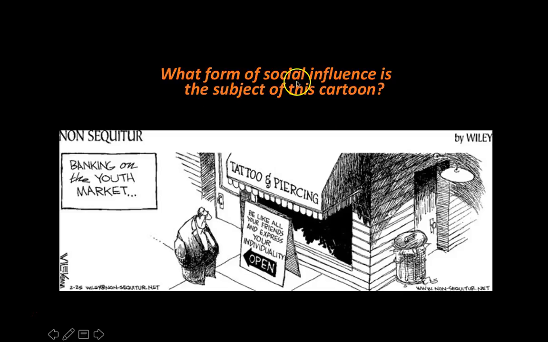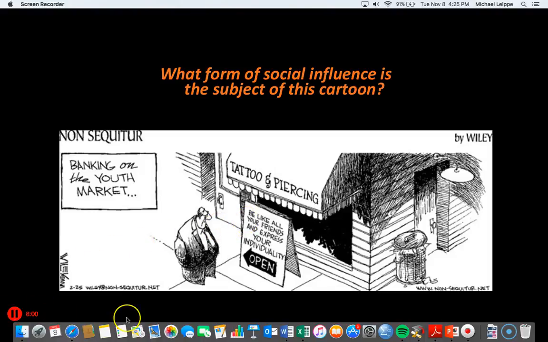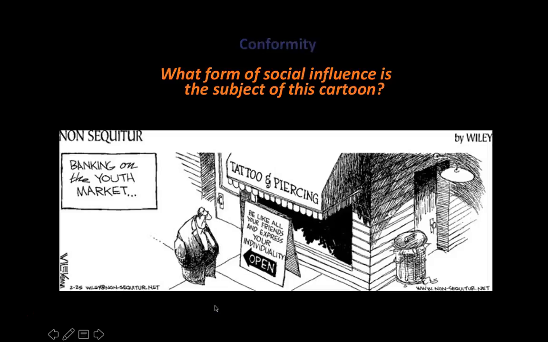So, what form of social influence is the subject of this cartoon? And the answer here is conformity. Be like all your friends and express your individuality. People become more likely to get a tattoo too, if in fact their friend had a tattoo. So yeah, that's conformity.